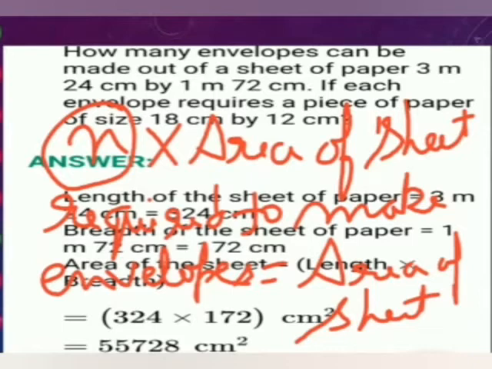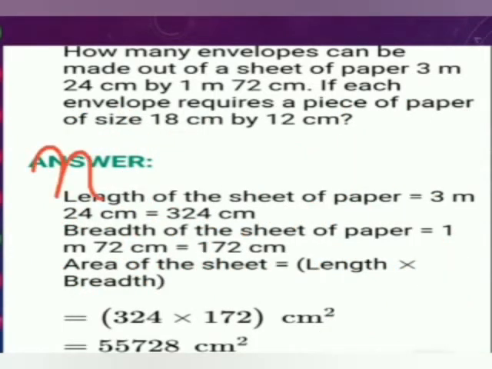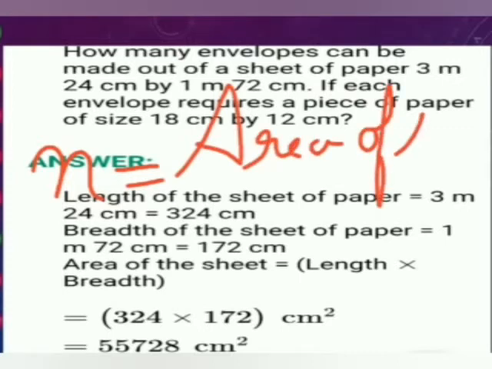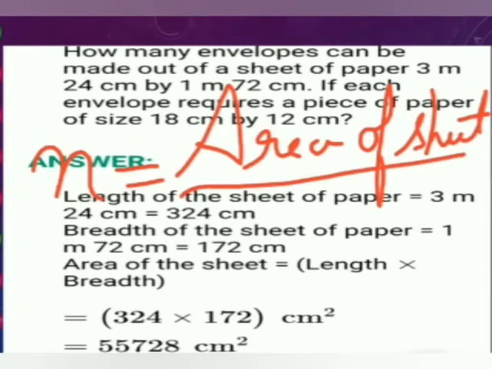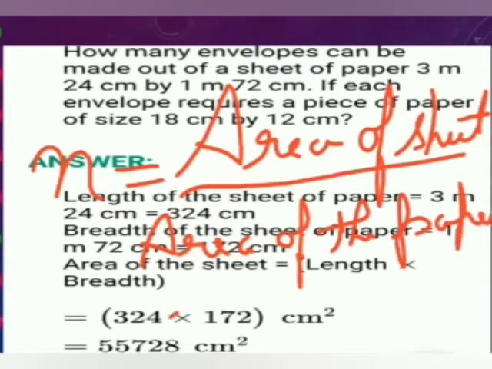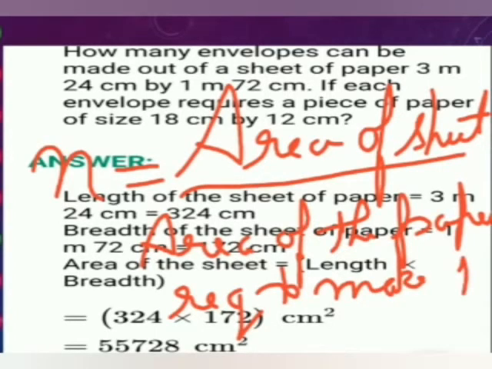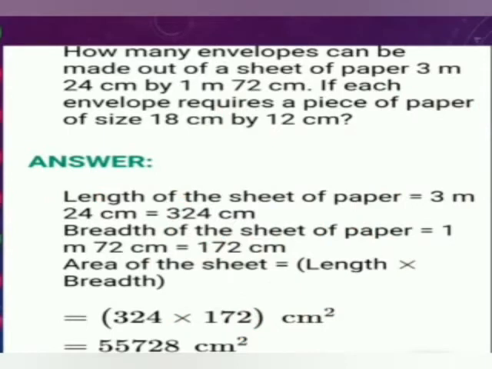So we have to calculate here how many envelopes can be made. For that we have to calculate n, and that will be equal to the area of the sheet upon the area of the paper required to make one envelope. So this will provide you how many envelopes will be made. So let's proceed with the question now. Let's solve it. So here what is given?